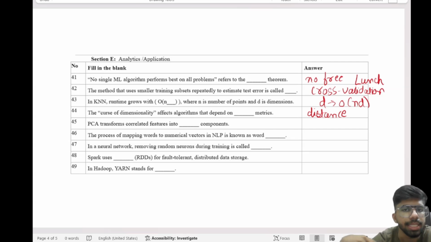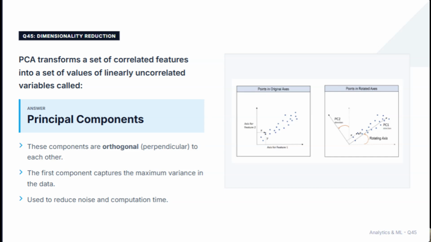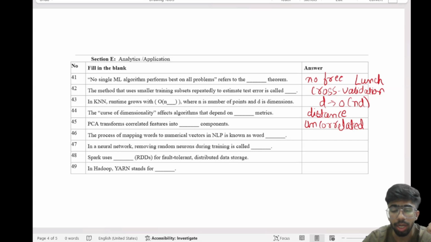Now the next question: PCA transforms correlated features into dash components, uncorrelated components. PCA creates new features called principal components that are linear combinations of the original features, mutually uncorrelated, and ordered by the amount of variance explained. PCA is widely used for dimensionality reduction, noise removal, visualization, and handling multicollinearity.